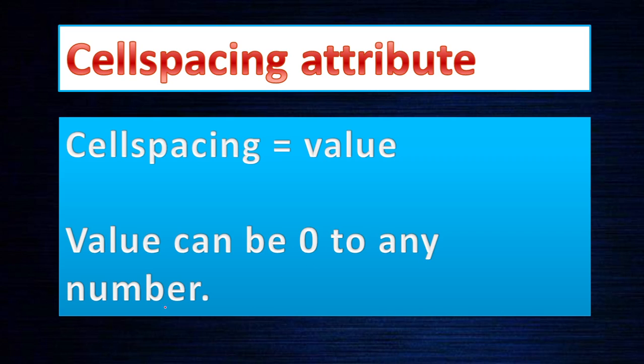The value can be 0 to any number. When it says 0, all the cells will be joined together, so even a small gap is not there, a single line will come. If we give 1, then there is a 1 pixel of space, a slight space we can see. If we give 2, then 2 pixels, and if we set 10, then 10 pixels of space. So here value is equal to 10, here value is equal to 1, here value is equal to 0. 0 means from one cell to the other cell it looks like a single line, not 2 lines. When you say 1, you can easily see both the lines. When you say 10, both the lines will be 10 pixels away from each other.